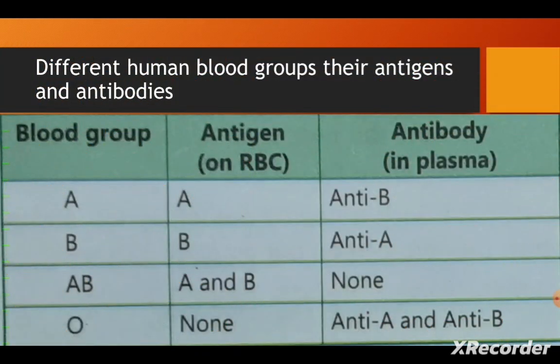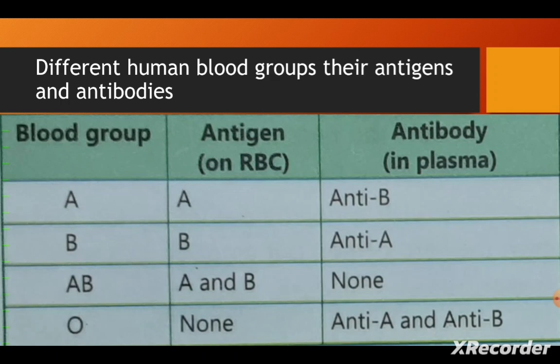So we have different human blood groups with their different antigens and antibodies. Suppose we have blood groups of different types: A, B, AB and O. Let's start with blood group A. If there is blood group A, it will have antigen A on the surface of RBCs and antibody B in the plasma.